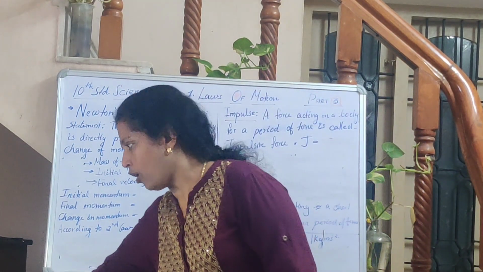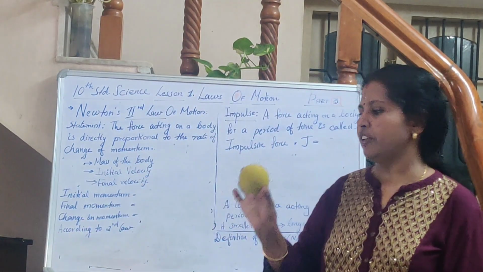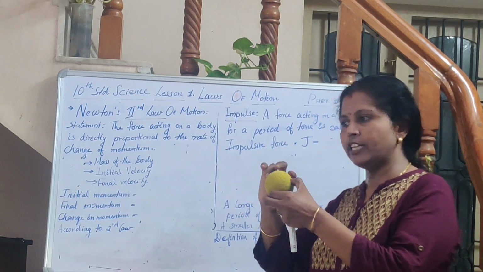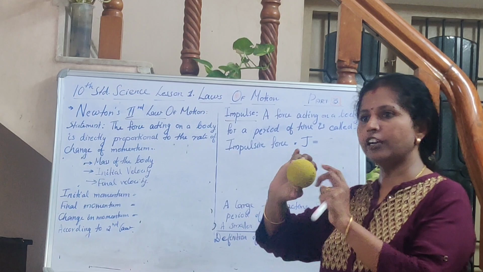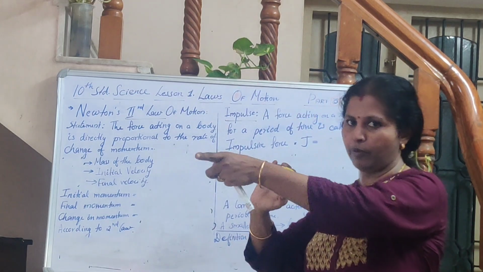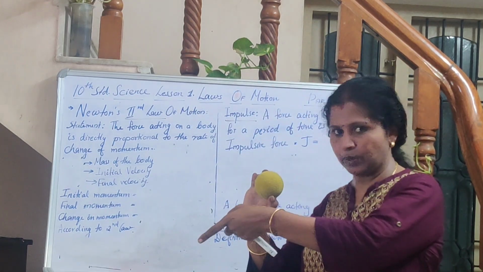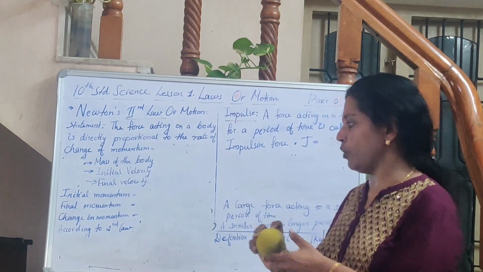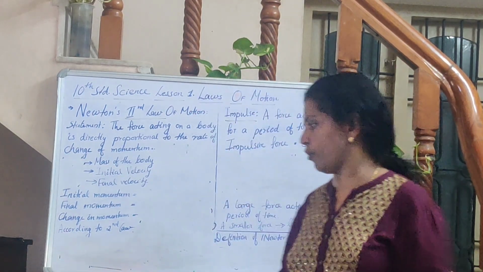So this is a ball. Let us see this ball. It is in the rest state. If we apply a force, it will be lifted from one point to another point. So the change in momentum will take place because of the action of force. Let us see the derivation for that.